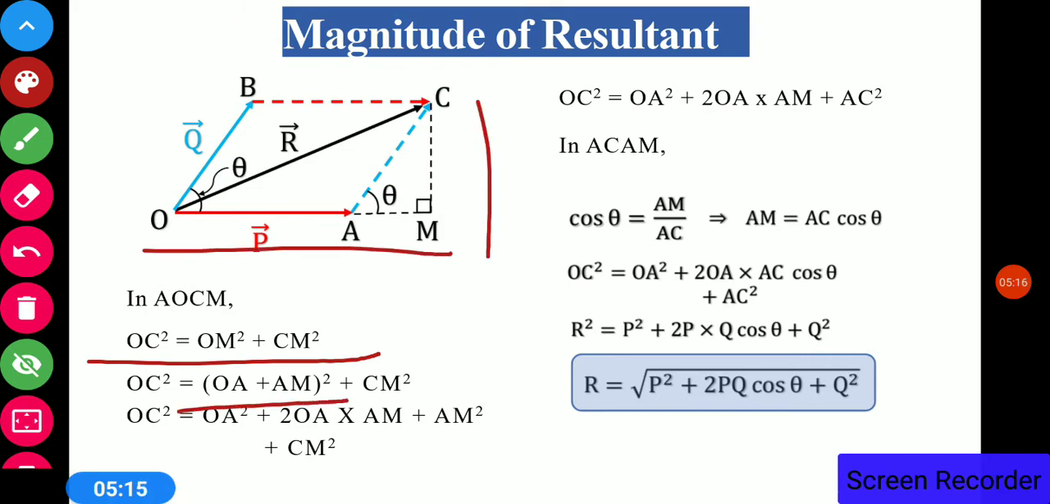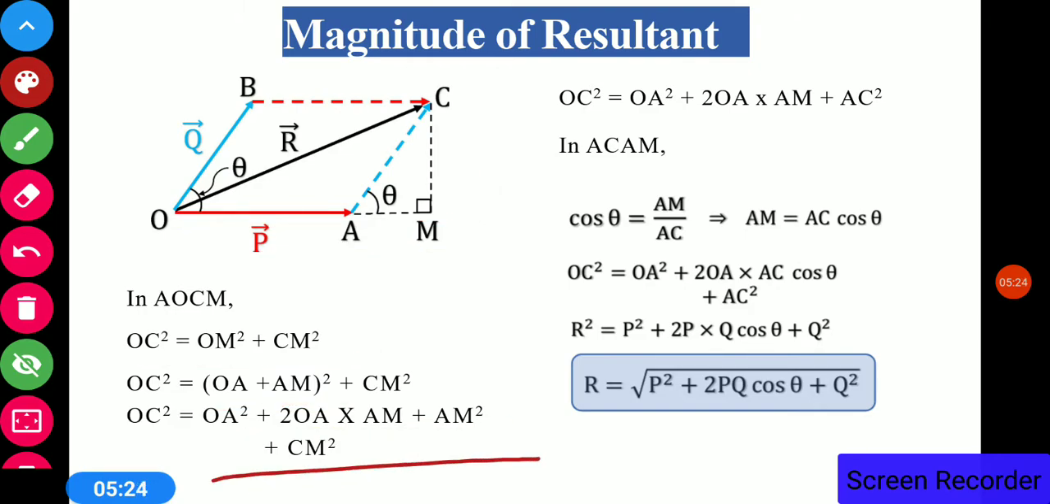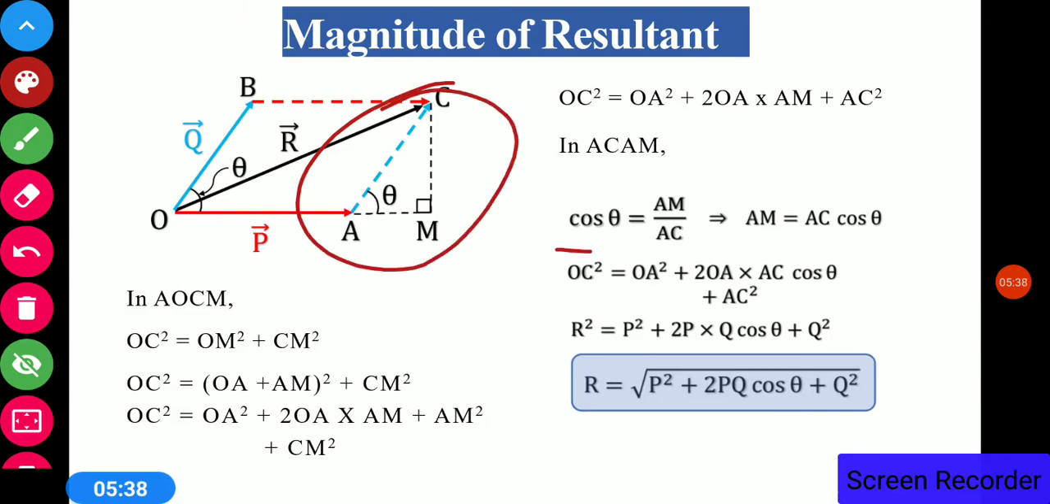OM square can be written as OA plus AM, so (OA plus AM) square plus CM square. Simplifying it, we get OA square plus 2 OA cross AM plus AM square plus CM square, and from this AM square plus CM square gives you AC square. Also in triangle AMC we have cos theta equal to AM upon AC, so AM is equal to AC cos theta. Putting this value in this equation, it will reduce in this way.